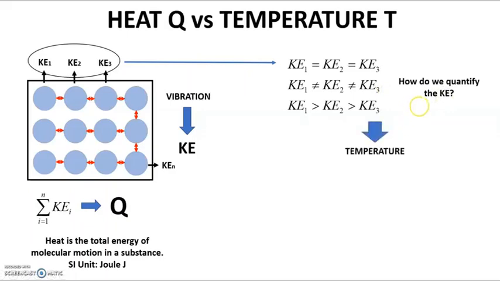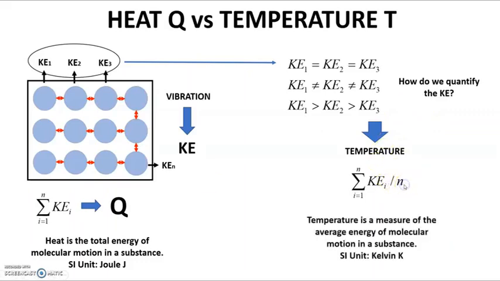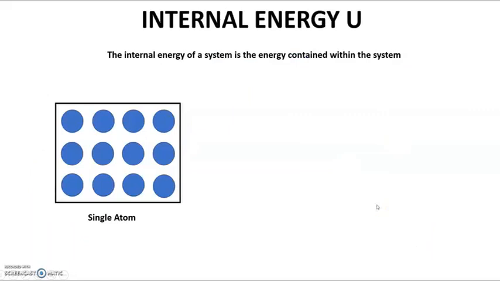So temperature in general is used to quantify the kinetic energy of the solid on average. We can define temperature as a measure of the average energy of molecular motion in a substance. The SI unit for temperature is Kelvin. In our daily life, we usually use the term temperature to represent the level of hotness or coldness of something with numbers. Okay, so the next concept is the internal energy U.